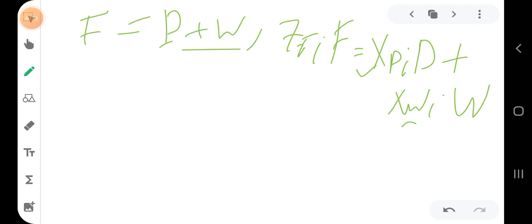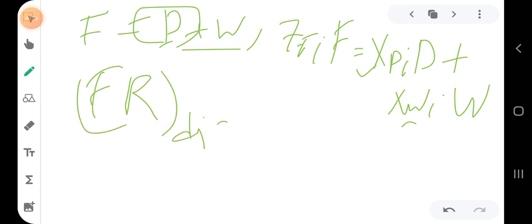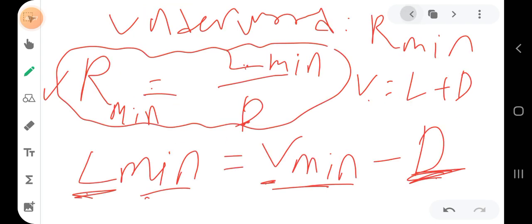Another way, if you know the fractional recovery of a component in the distillate. So as we discussed before, what is the fractional recovery?